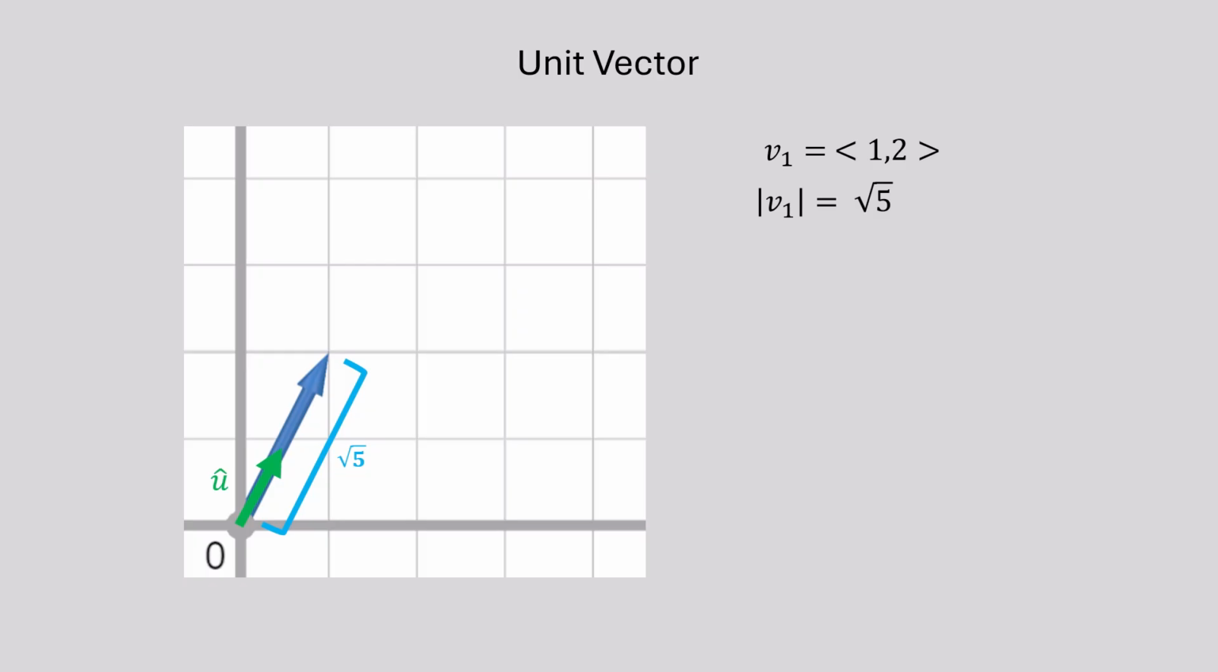Now let's recall scalar multiplication. If we multiply this vector by 2, then the length will be 2 square root of 5. So to get the unit vector, what we have to do is divide the vector by the magnitude of that vector. Then the resulting vector will have a magnitude of 1. This is the formula for the unit vector.